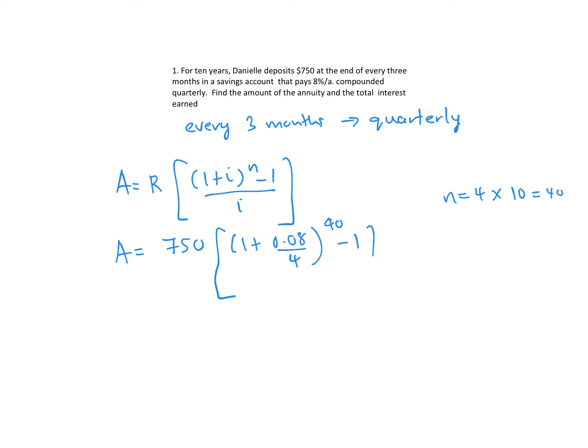Subtract 1. And then this, let's erase this here. This is going to be divided by, it doesn't matter whether you do it all in brackets or outside the brackets, the 750.